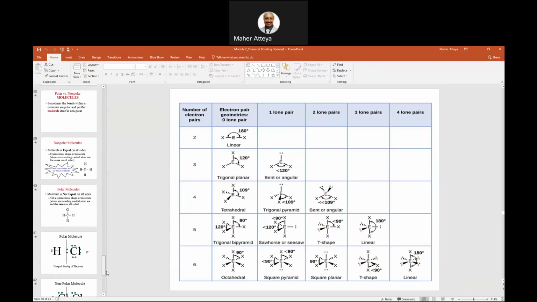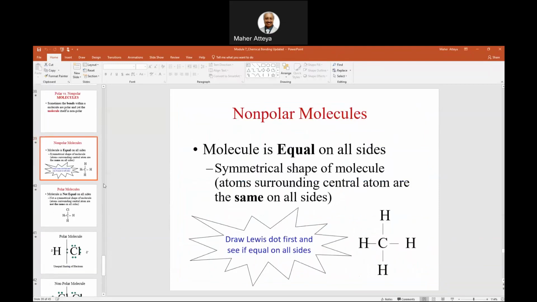Let's look at this. What do you think about this? Is it polar or non-polar? It is non-polar. Why? Because this is symmetrical. You have hydrogen atoms all over the place. To make it polar, I have to replace at least one of the hydrogens with another atom, chlorine. That will be polar then.